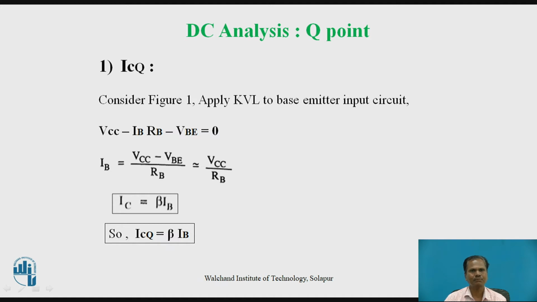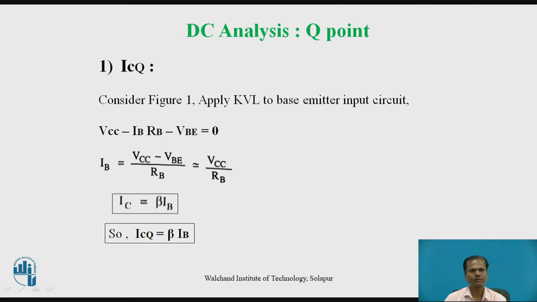Consider the circuit diagram in figure number 1. Apply KVL to the base emitter circuit, input circuit of this amplifier. Starting from VCC, let us go in an anti-clockwise direction. Whenever we go from lower potential to higher potential, take a positive sign, and whenever we go from higher potential to lower potential, take a negative sign.